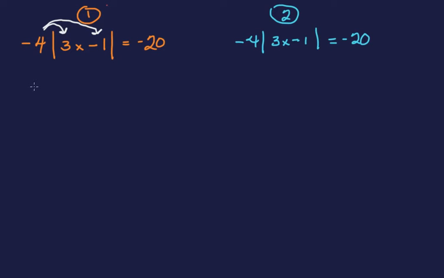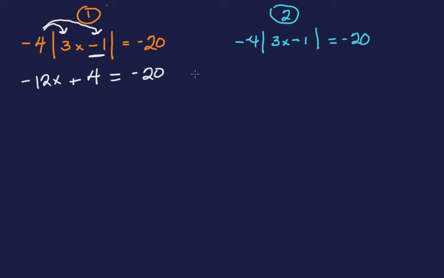So negative 4 times 3x is negative 12x. And then I'm going to multiply negative 4 times negative 1, and I end up getting a positive 4. So remember, this negative hangs with this 1. So negative 4 times negative 1 is positive 4, and that's going to equal negative 20.